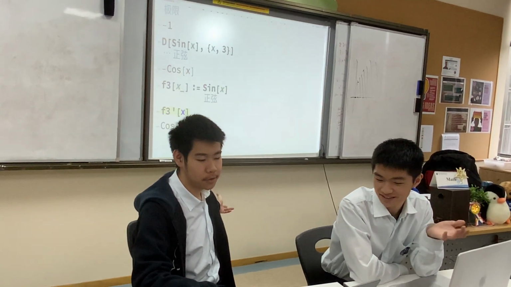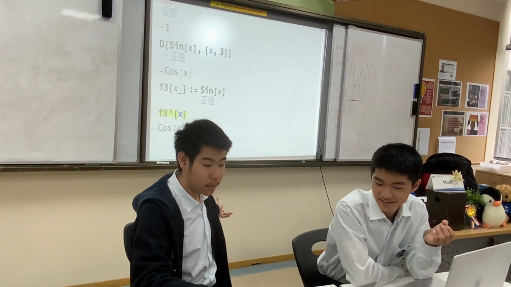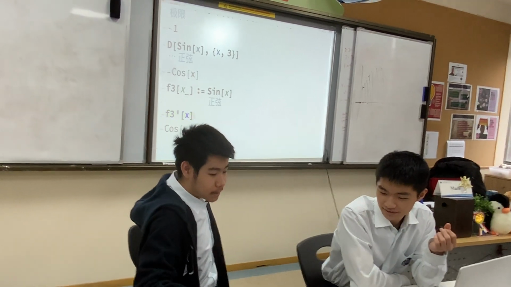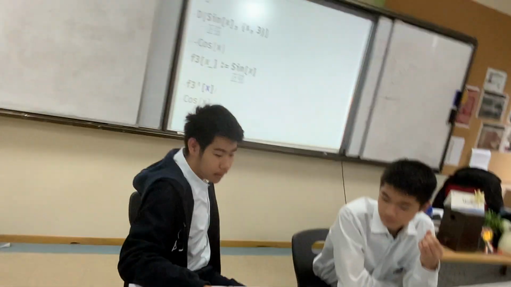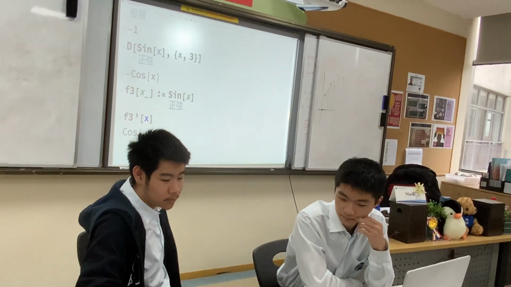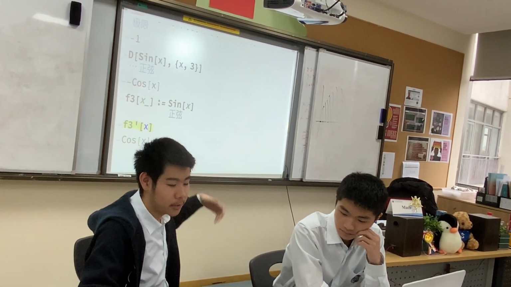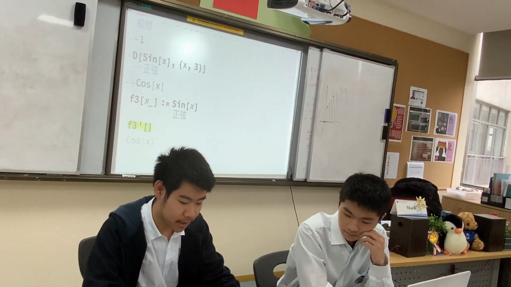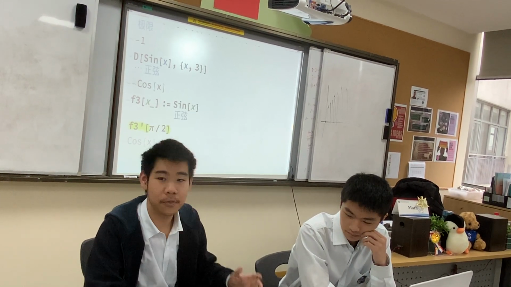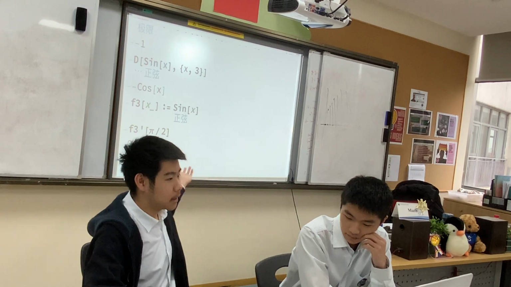You can also put in a number right now. You recognize the x is blue right now because Mathematica doesn't recognize it. That's why it's gonna spit out x. It's not gonna put in any random number at once. f3 prime of, let's get around pi over 2. It gives you a number.